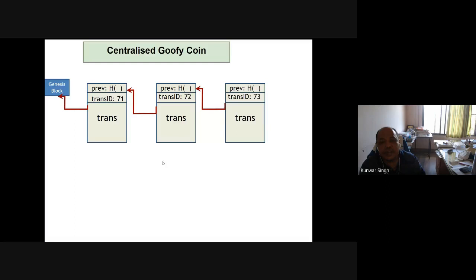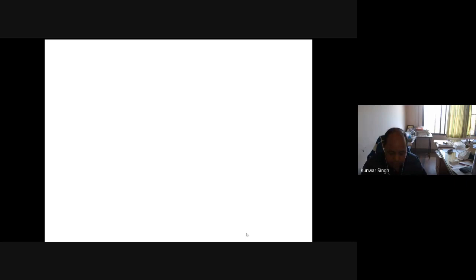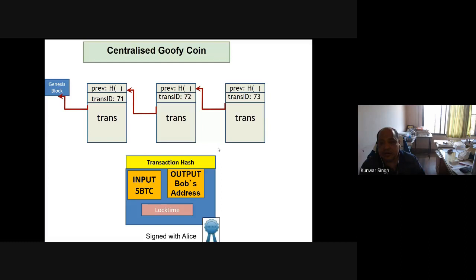So this is centralized Gopi coin. First we created Gopi coin, then we created centralized Gopi coin. Okay, so this is the cryptocurrency. Now the transactions: there will be some input money, from where you got the 5 Bitcoin, and then output, whom you are giving the money. Then lock time would be there, and then you will have digital signatures. Okay, this is the centralized Gopi coin.